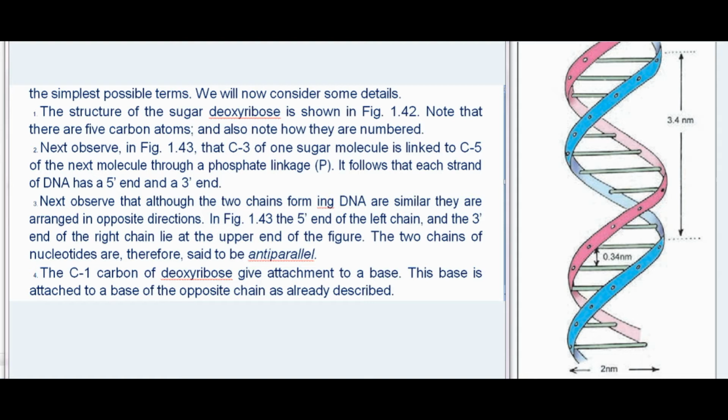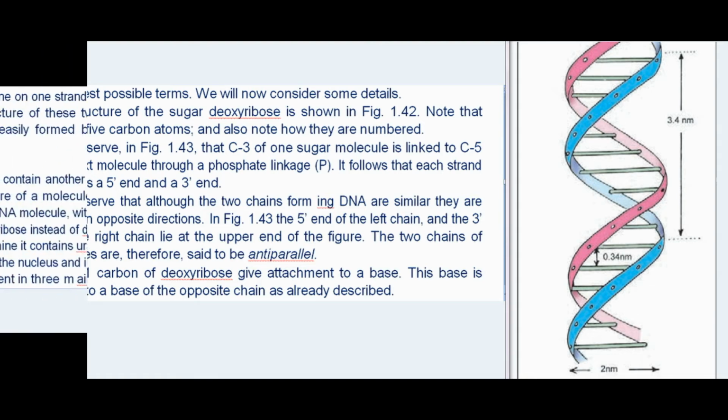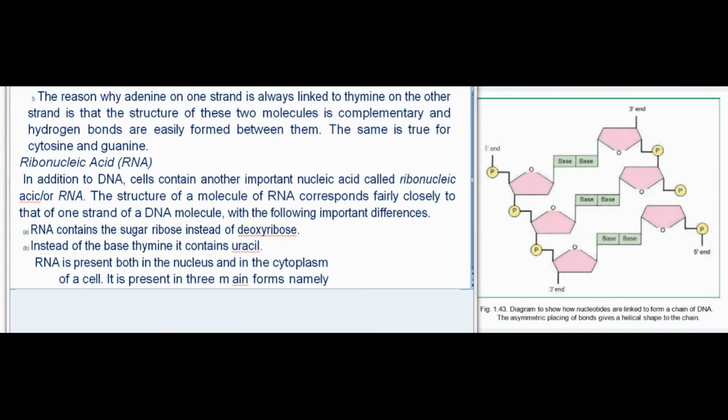The C1 carbon of deoxyribose gives attachment to a base. This base is attached to a base of the opposite chain as already described. The reason why adenine on one strand is always linked to thymine on the other strand is that the structure of these two molecules is complementary and hydrogen bonds are easily formed between them. The same is true for cytosine and guanine.